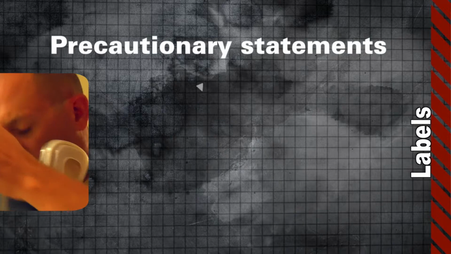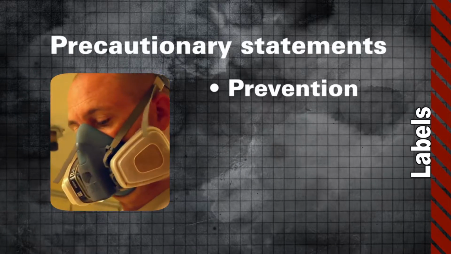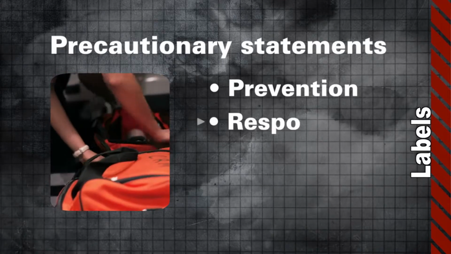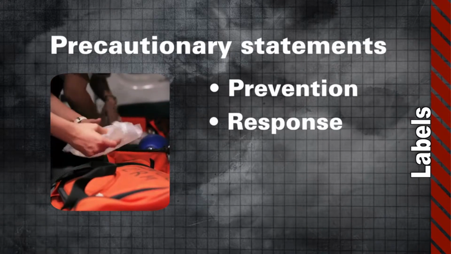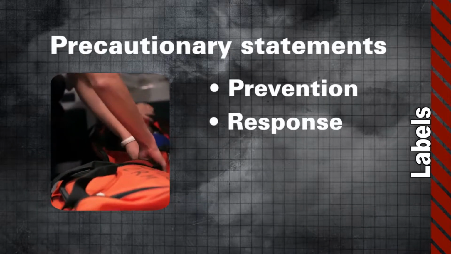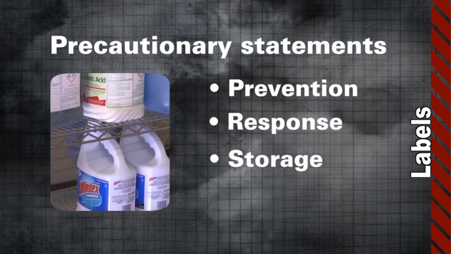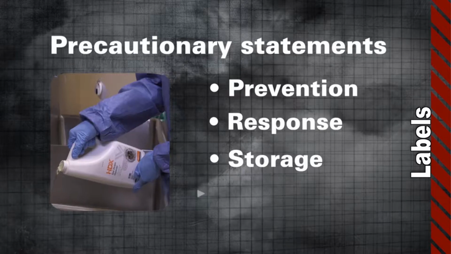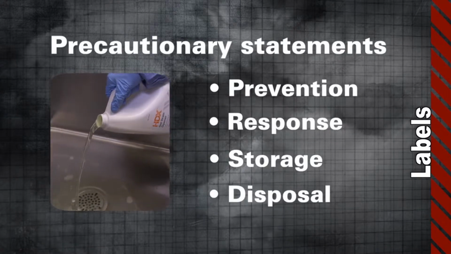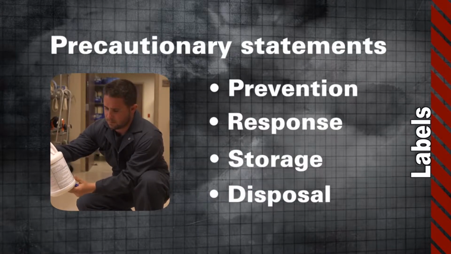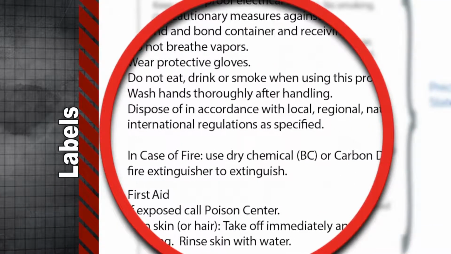Precautionary statements may tell you about prevention, such as "use personal protective equipment as required." They may tell you how to respond to exposure, such as "get immediate medical attention." They may describe proper storage, such as "store in a well-ventilated place." Or they may describe proper methods of disposal. When there are similar precautionary statements, the one providing the most protective information will be included on the label.